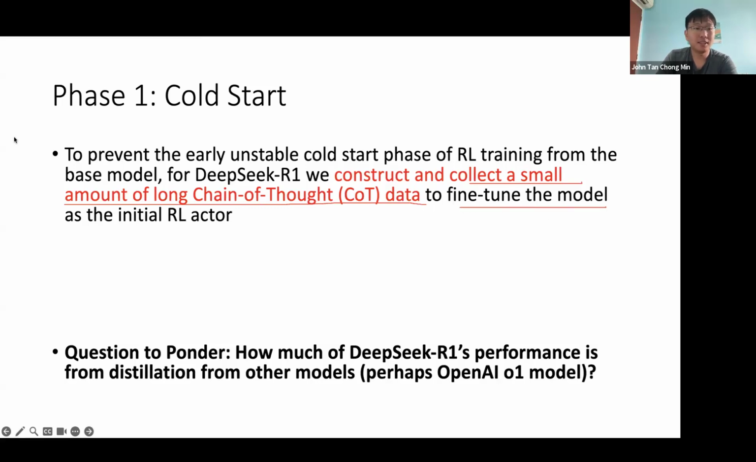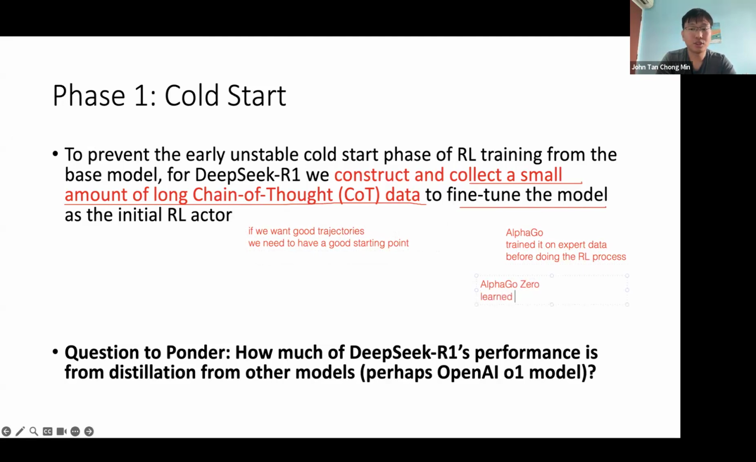Okay, so what this means is that if we want good trajectories, we need to have a good starting point. Right? This kind of reminds me of AlphaGo, where they actually train it on expert data before doing the RL process. Of course, there's also AlphaGo Zero, where it learns from scratch without expert data. But it's really, really much harder to do this.